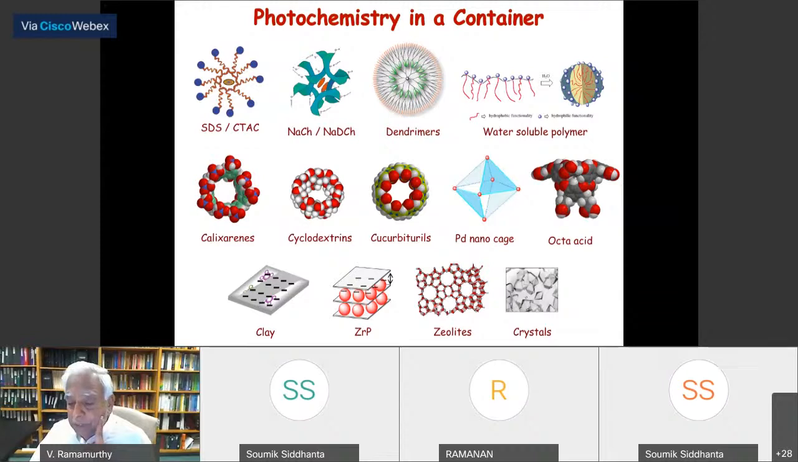And ultimately, if you really want to do some highly selective chemistry, then crystals are the best. But a lot of compounds may not be crystalline, and the packing may not be conducive for reactions. So in this talk, I'm going to be focusing only on one host, that is what is called octaacid. First I will give you a little bit of introduction to octaacid, and then we will move on.